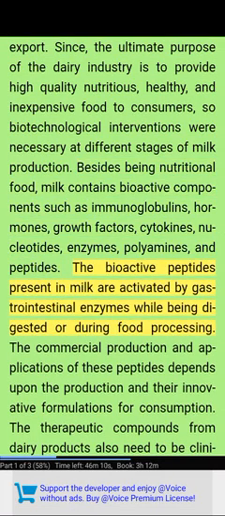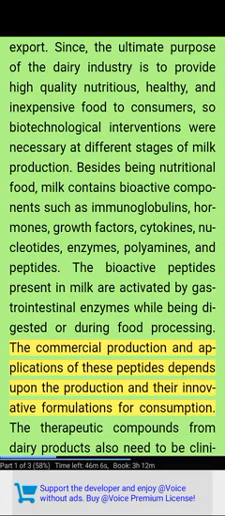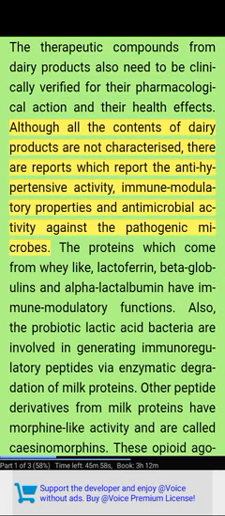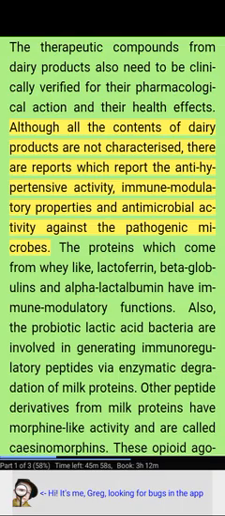The bioactive peptides present in milk are activated by gastrointestinal enzymes while being digested or during food processing. The commercial production and applications of these peptides depend upon their production and their innovative formulations for consumption. The therapeutic compounds from dairy products also need to be clinically verified for their pharmacological action and their health effects. Although all the contents of dairy products are not characterized, there are reports of antihypertensive activity, immune modulatory properties, and antimicrobial activity against pathogenic microbes.